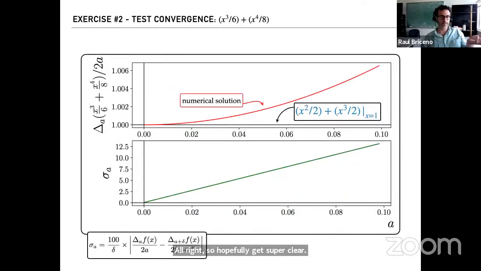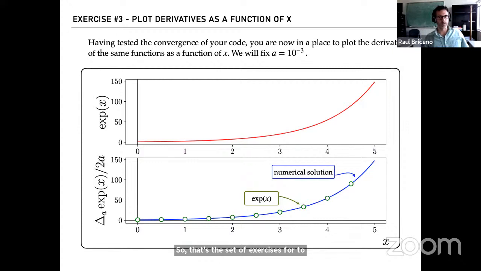So that's the set of exercises for 2. Well, now let's do something a little more interesting. So set of exercises for 3. Now that you've tested your code, right? It's working, it's beautiful. Now let's test it against the derivative of known functions, but as a function of an x, not just at one particular point, right?